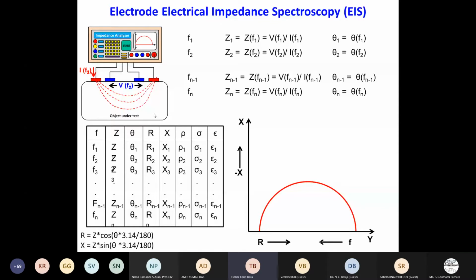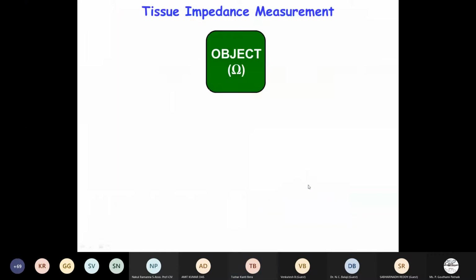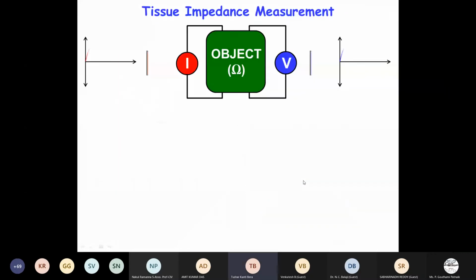Suppose if there is any crack, there will be air, so there will be more capacitance, and accordingly the frequency response will change, which will be possible to monitor in the impedance studies. Okay, so I have already explained that.